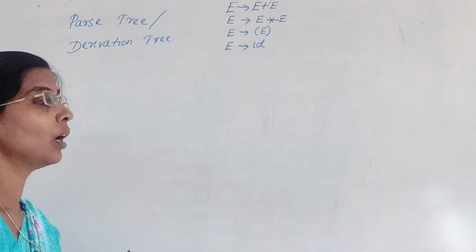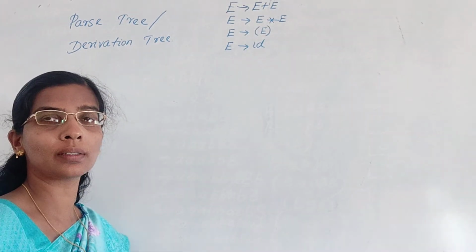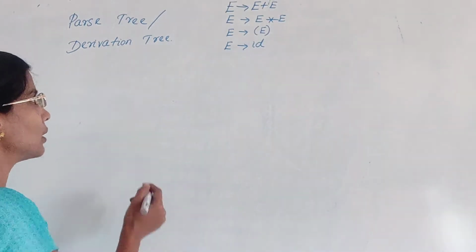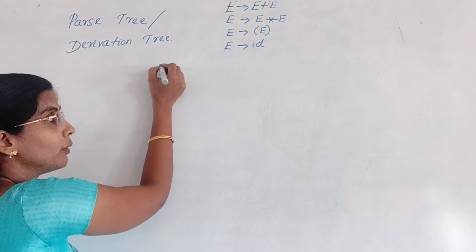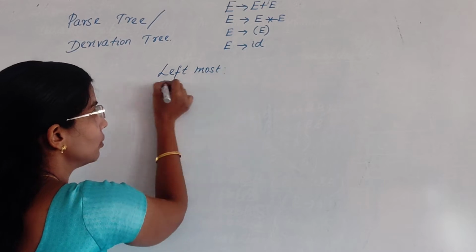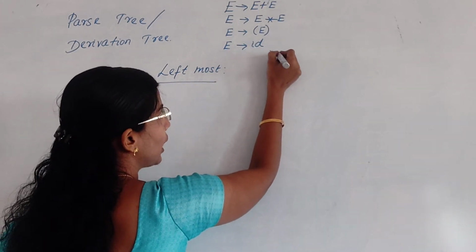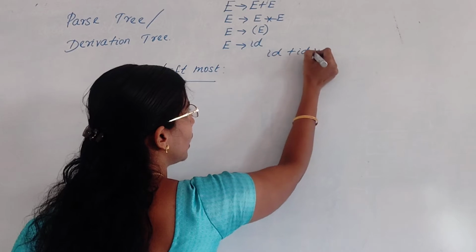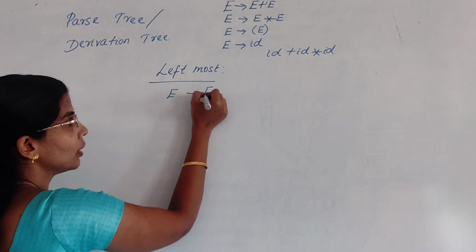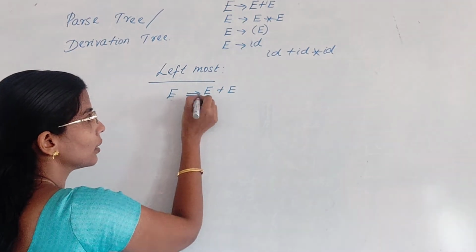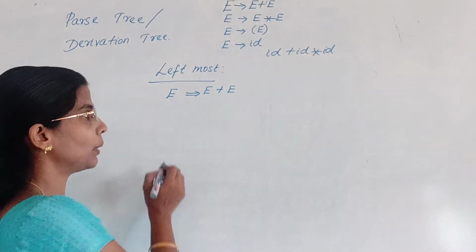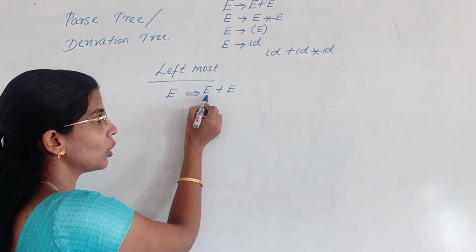Right, so we can see how we can write this parse tree or derivation tree. I have these rules. First I will make the leftmost derivation. I take the same string which I used in the previous video, id plus id star id. So I'll start with my start symbol, E plus E. In a leftmost derivation, I have to replace the leftmost non-terminal.